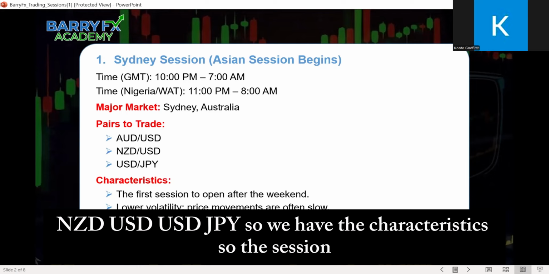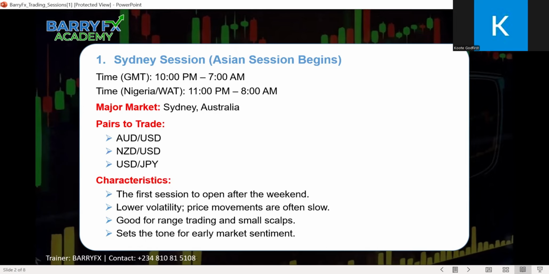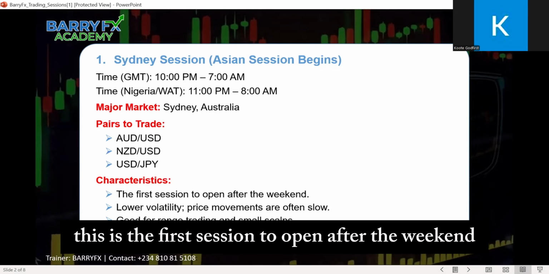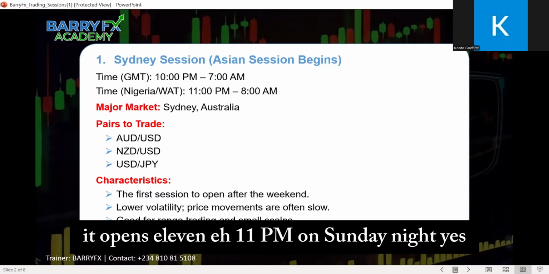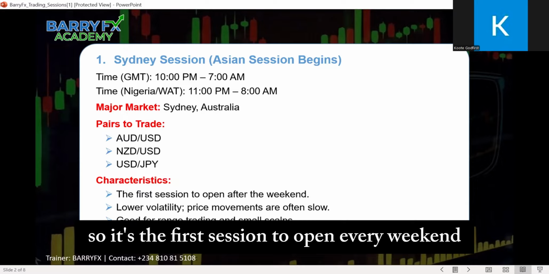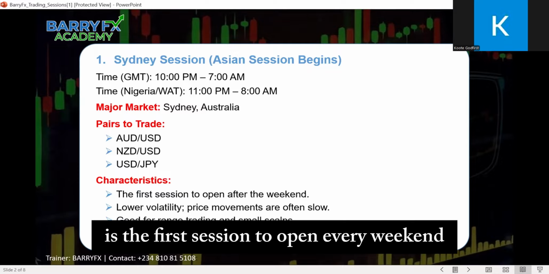So we have the characteristics. This is the first session to open after the weekend. It opens around 11 p.m. on Sunday night. So it's the first session to open every weekend.